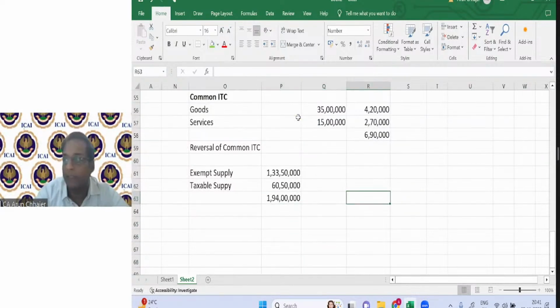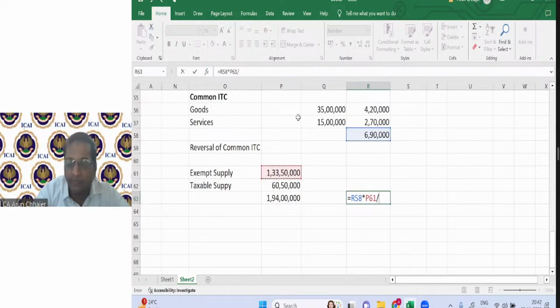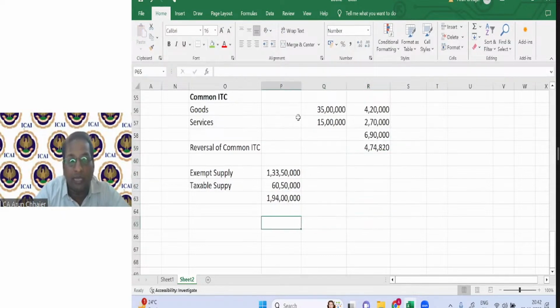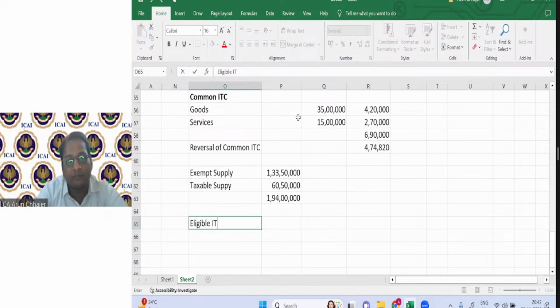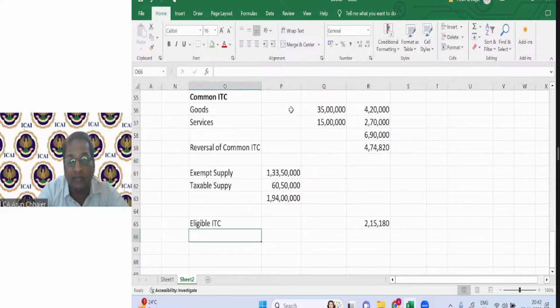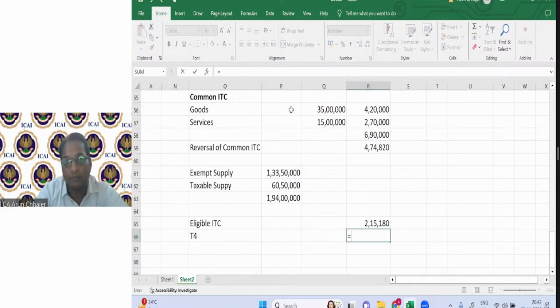So total turnover is 1 crore 94 lakh. Common ITC कितना है 690 multiplied by exempt supply, exempt divided by total. So how much amount I need to reverse? 4,74,000 I need to reverse. This is reversal of common ITC. Now eligible ITC is out of common credit. This much is the credit which I need to reverse, and T4 we can say.